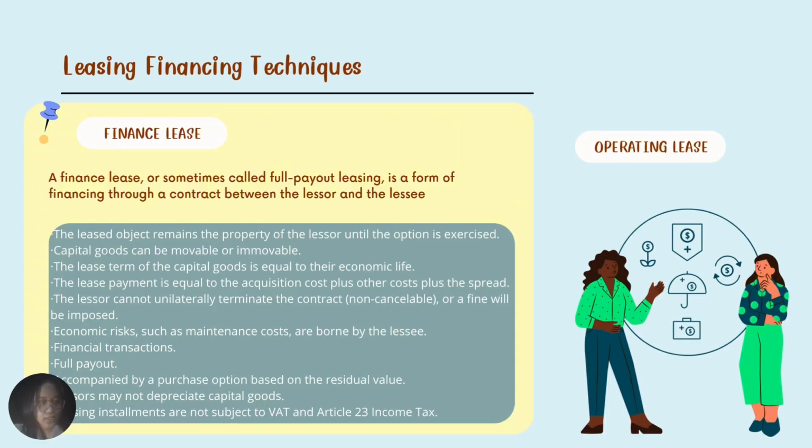Here are the characteristics of a finance lease. The lease object remains the property of the lessor until the option is exercised, but after it is exercised, it belongs to the lessee. Capital goods can be movable or immovable. The lease term of the capital goods is equal to their economic life. The lessor may not depreciate capital goods unless accompanied by a purchase option based on the residual value.